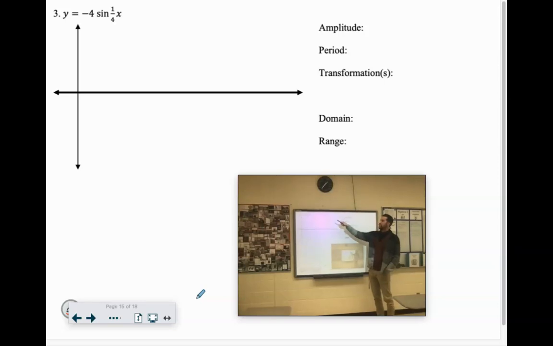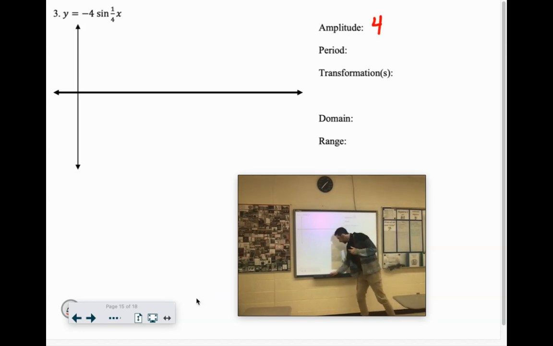y equals -4 sine 1/4 x. This one looks a little wild. Amplitude is the number in front of sine or cosine. I see it says -4, but we just take the absolute value of that. So our amplitude will just be 4.